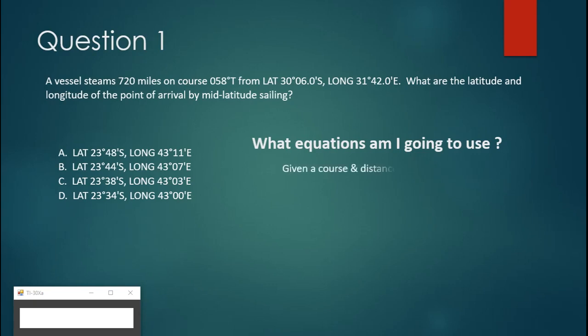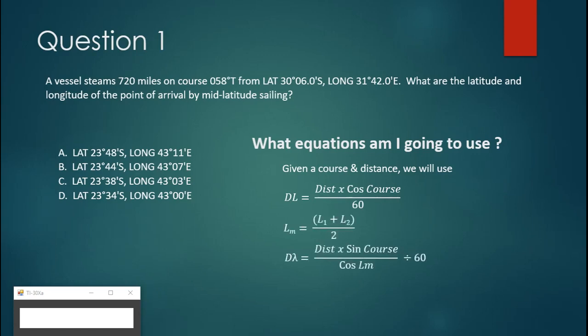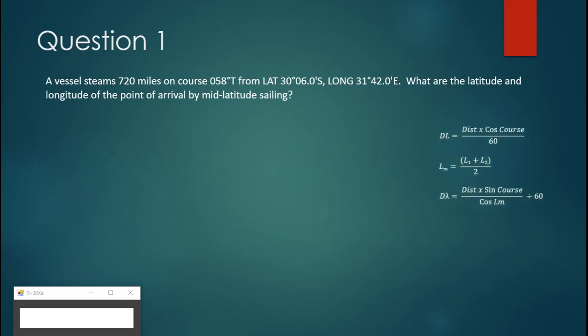So given this information, we need to ask which equations we're going to use. And with this information, we'll use the following equations. The dl, the lm is in every equation, and the d lambda. So let's scoot this to the side on our scratch paper.